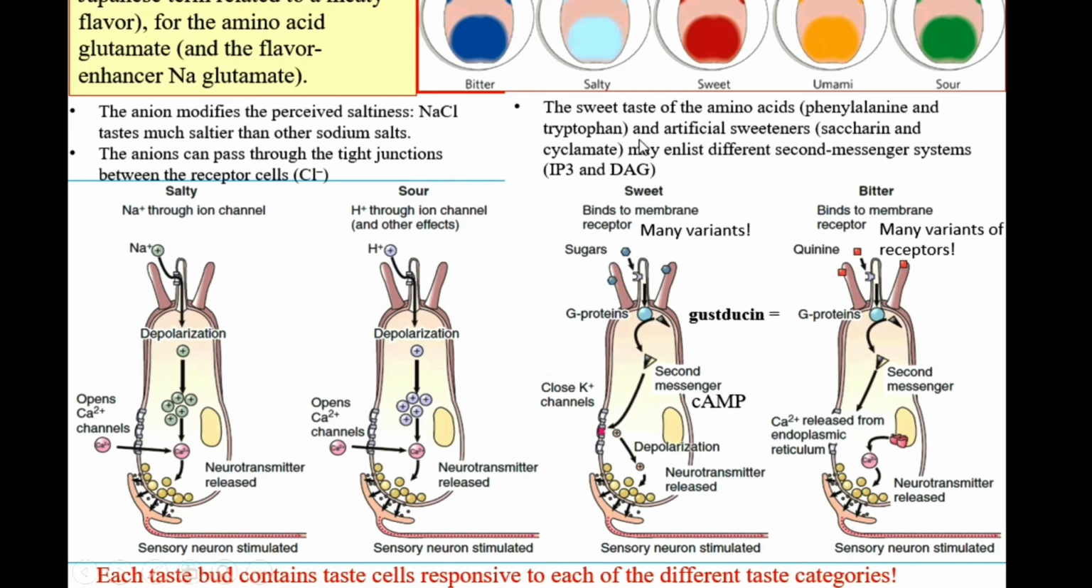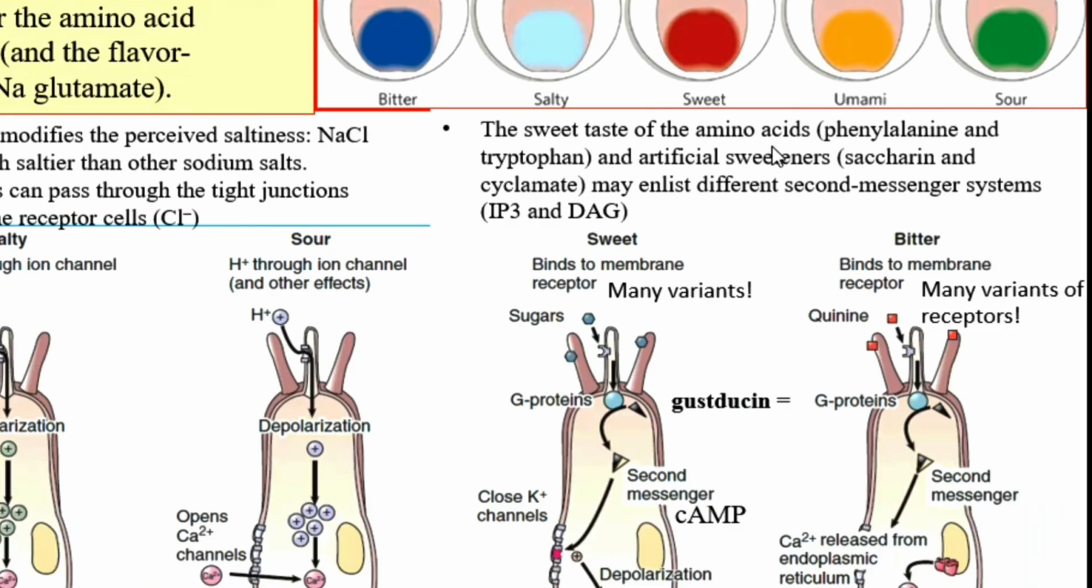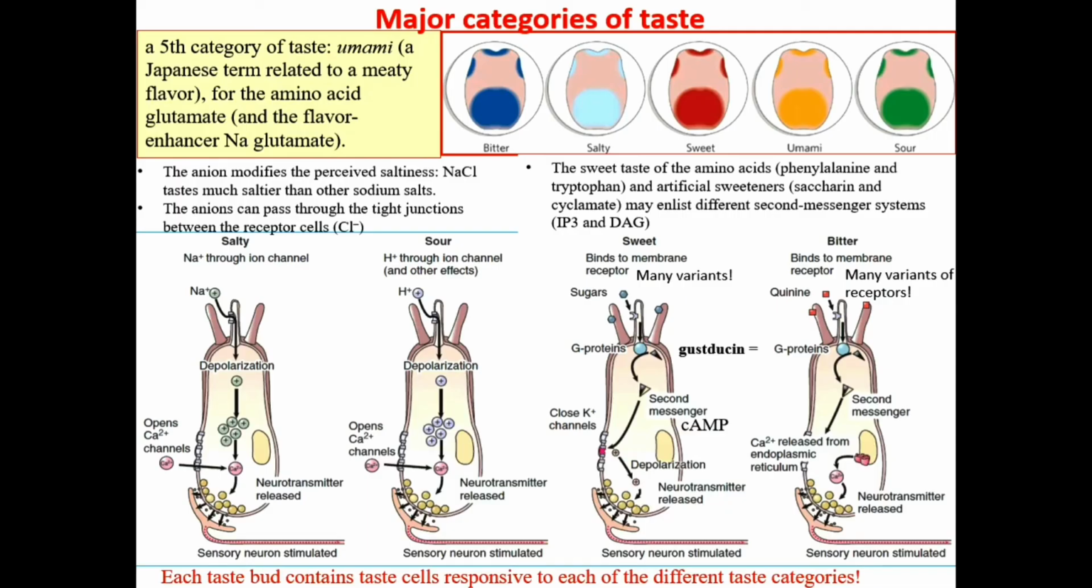Another point about the sweet taste is that the sweet taste of the amino acids like phenylalanine or tryptophan, and also the artificial sweeteners like saccharin or cyclamate, may enlist a different second messenger system, for example inositol triphosphate or diacylglycerol. In here the second messenger was cyclic AMP, but for the artificial ones, and for the amino acids which have a sweet taste, like phenylalanine or tryptophan, or the artificial sweeteners like saccharin or cyclamate, the second messenger is different. It is inositol triphosphate or diacylglycerol.